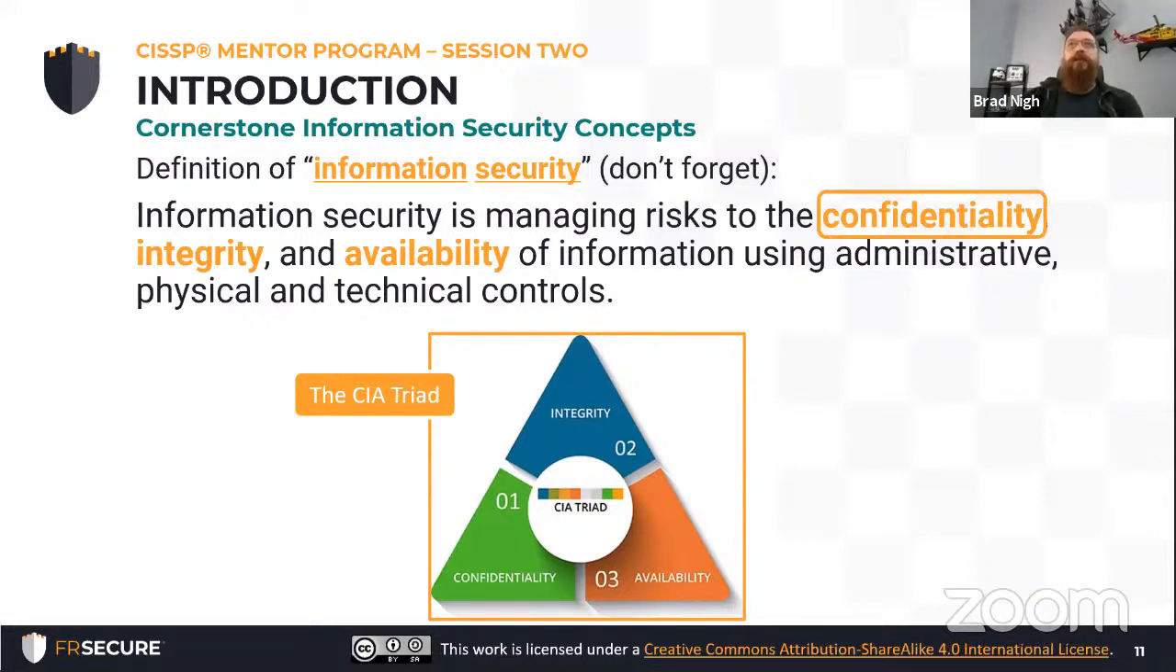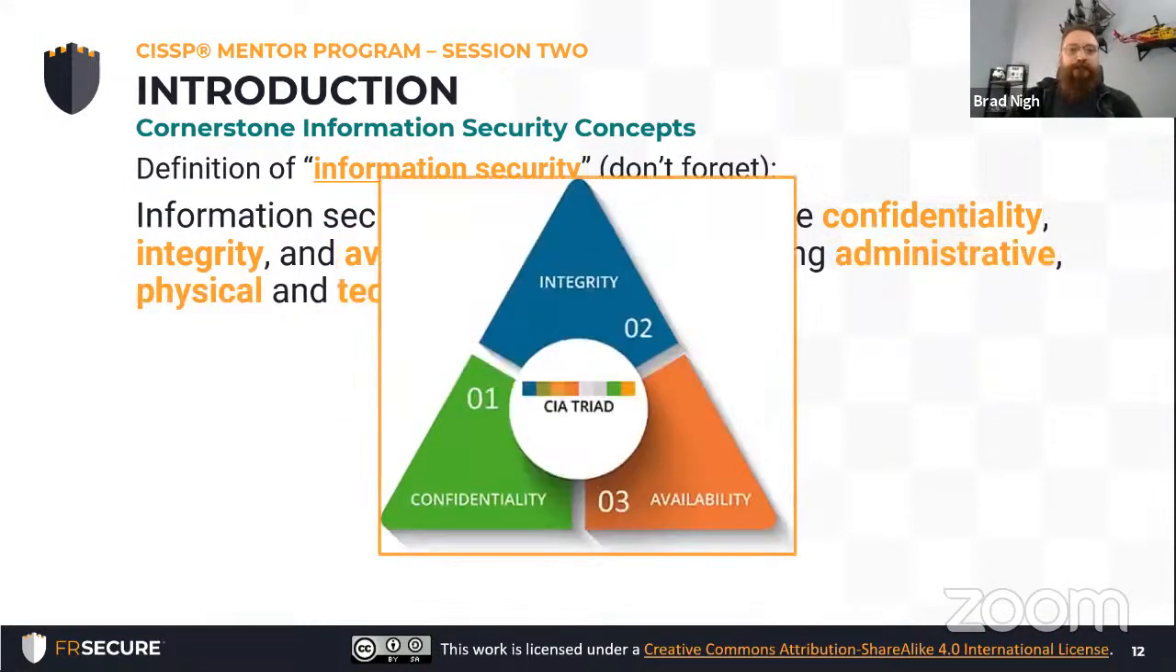Yeah, so managing risks to the confidentiality, right? So we want to manage keeping that data protected, managing the integrity, making sure that we can trust the data, and then availability. Can I get to the data? So make sure you understand those concepts and you know it inside and out.